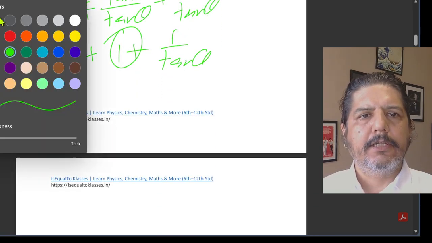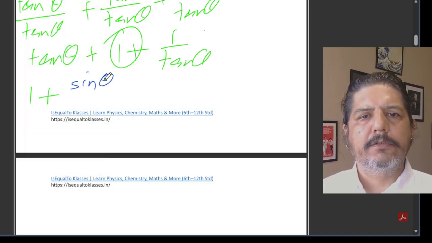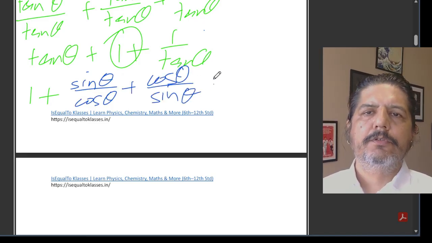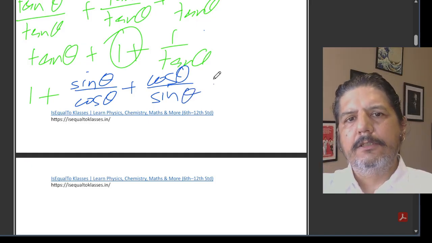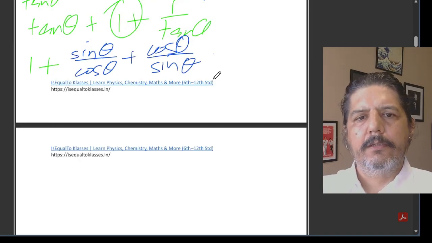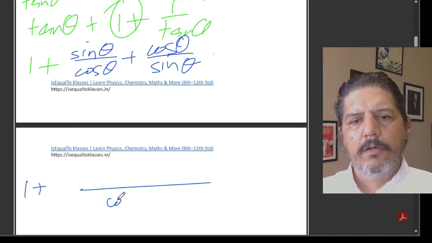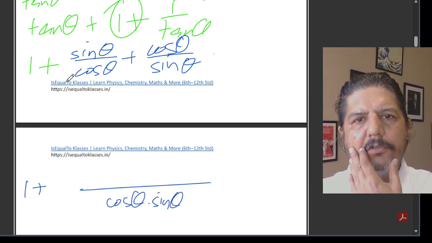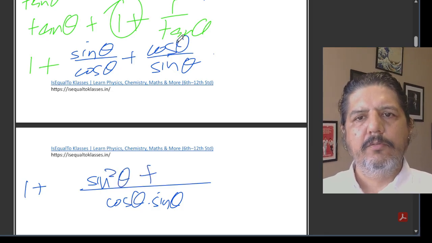Let me write tan theta as sine upon cos. Let me write this as sin theta upon cos theta plus cos theta upon sin theta. Why am I doing this? Because I want the answer to be in terms of secant and cosecant, and it's easier to see this in terms of sine and cos. So something will happen. Let's hope something happens. Now the LCM would be cos theta sin theta, and this would be sin²θ plus, this would be cos²θ.